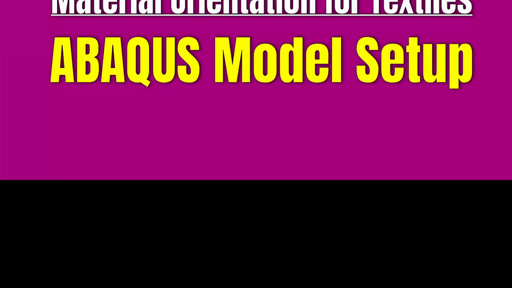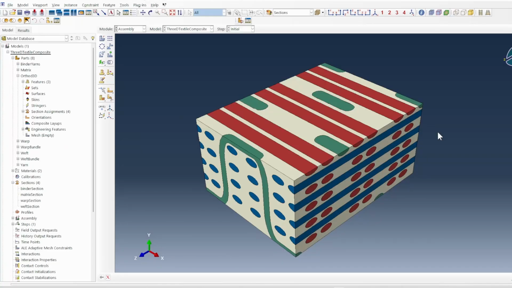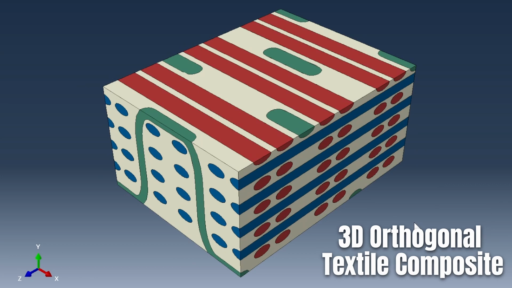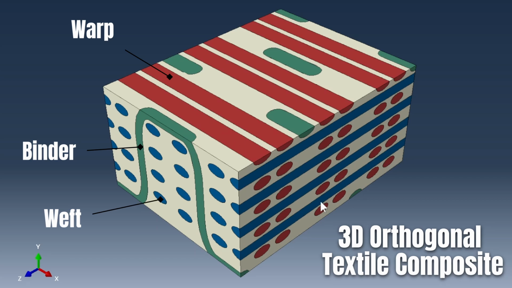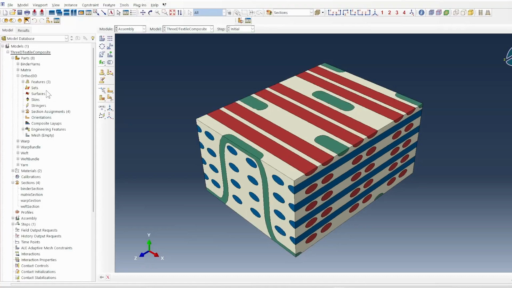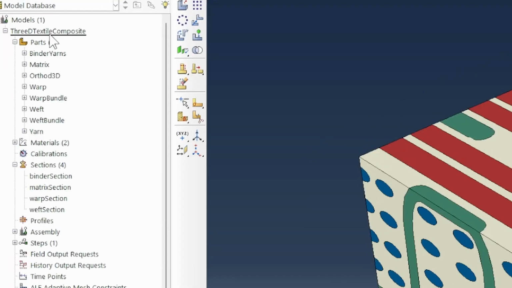So let's now go into ABAQUS as we get started with this modeling. Here we are in ABAQUS, and what we see here is the representative volume element for the 3D orthogonal textile composites. Clearly the binder runs this way, and the warp and the weft yarns are all acting in this way. So it's been created. Once we've set up this model, we want to apply these local coordinate systems to give it the right orientation in order for it to behave correctly within the simulation. What I've got here is basically within the part module.